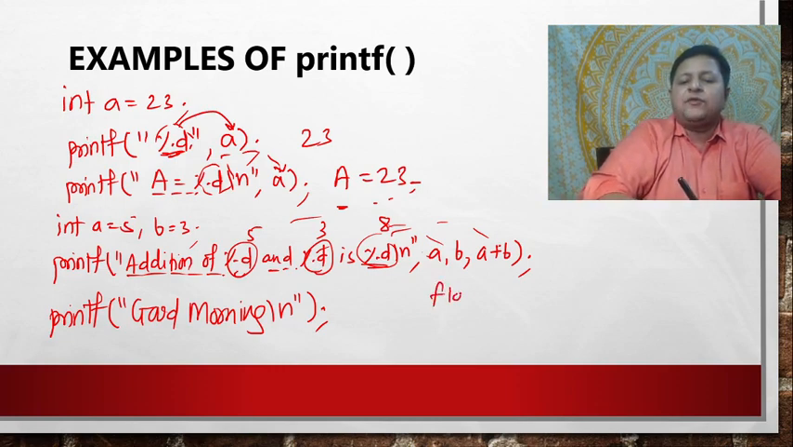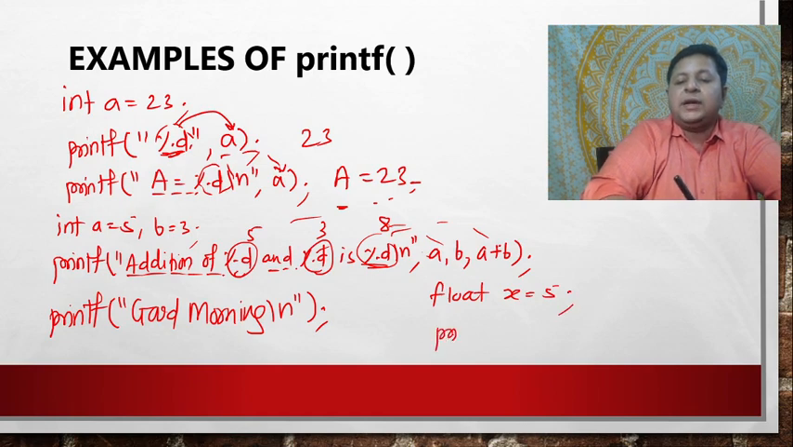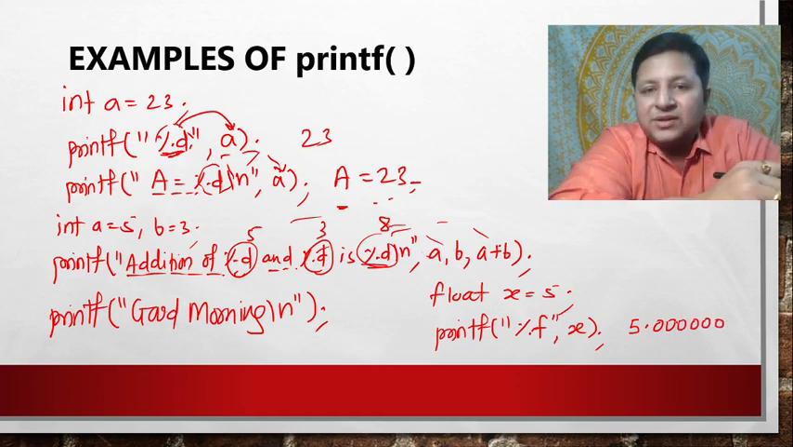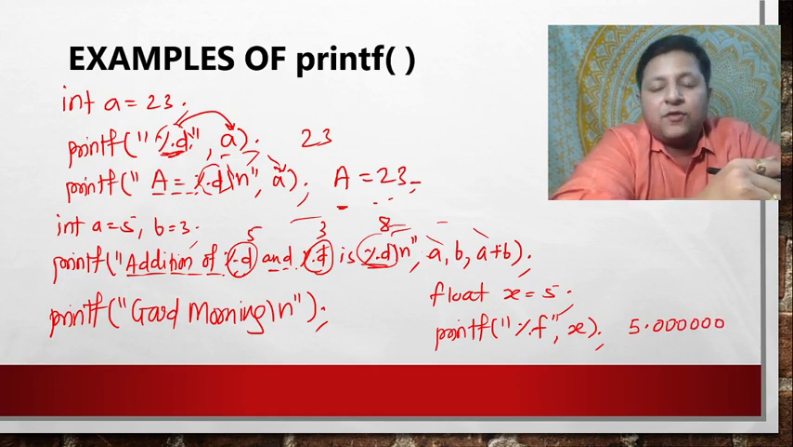Let's say I have float x is equal to 5. So printf "%f" is for float. I hope you remember the format specifier which I taught you in scanf. And then x. The only wonderful part will be the output will be 5.123456 zeros. That's the default precision for float.